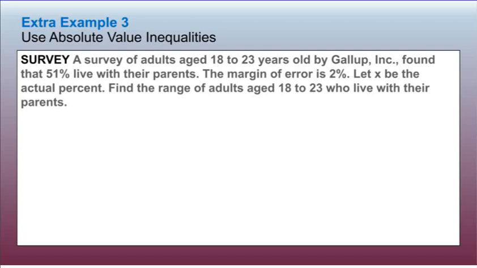Next, a survey of adults aged 18 to 23 years old by Gallup Incorporated found that 51% live with their parents. The margin of error is 2%. It means 2% above 51 and 2% below 51. Let x be the actual percent. We need to find the range of adults aged 18 to 23 who live with their parents. So the actual percent minus what the survey said, which was 51%, the absolute value of that has to be within 2%. So that would be my inequality.